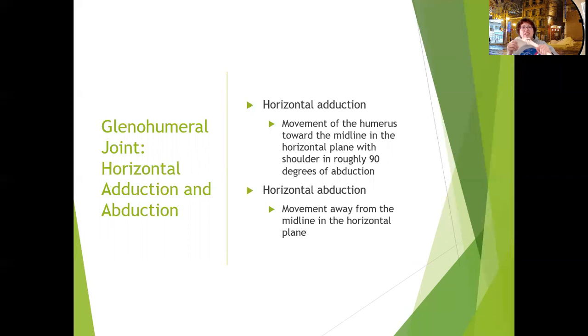Horizontal adduction and abduction. It's a movement of the humerus towards the midline in the horizontal plane with the shoulder in roughly 90 degrees of abduction. So when you take your arms out to a T and bring them together in front of you, that's horizontal adduction. So lying on a bench doing dumbbell flies, that's horizontal adduction. Horizontal abduction is movement away from the midline in the horizontal plane. So these are extra motions that other joints don't have. We do lots of things with our shoulders.